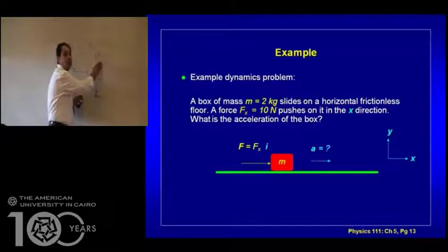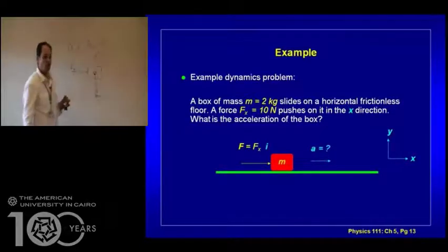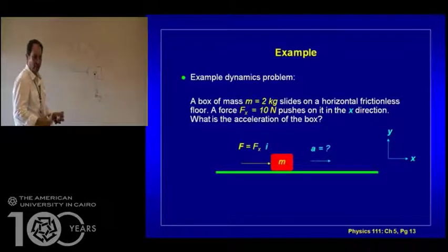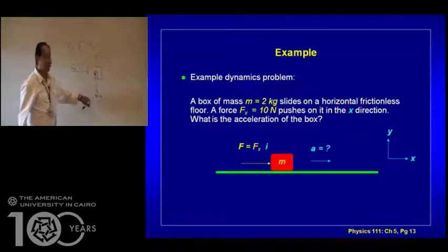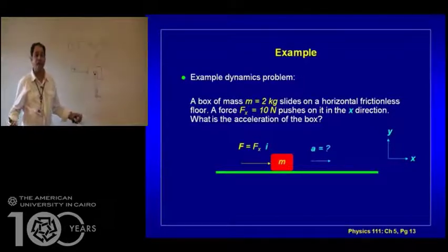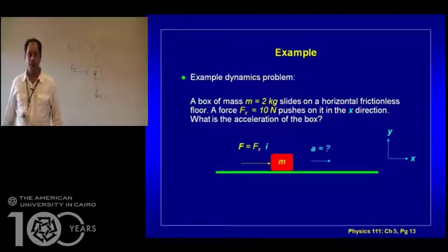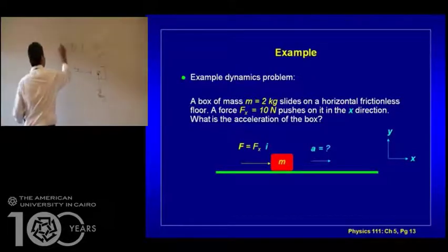And most of the time we're going to call it the normal force. The normal force acts on the object perpendicular to the surface. That's why we call it the normal force. And so now those are the 3 forces acting on the object. So we have done step number 1.